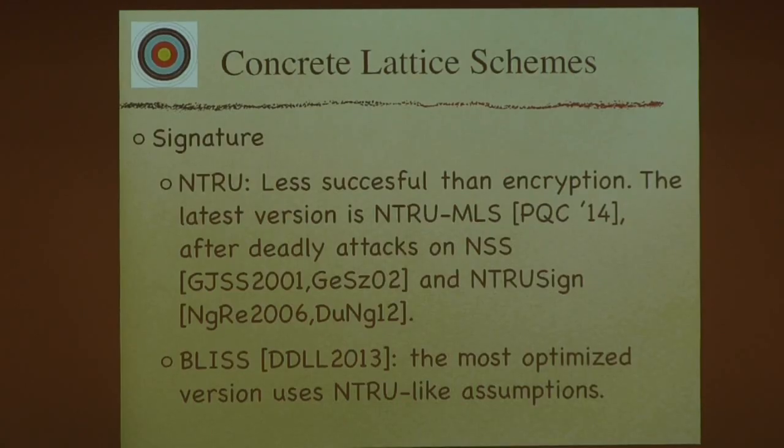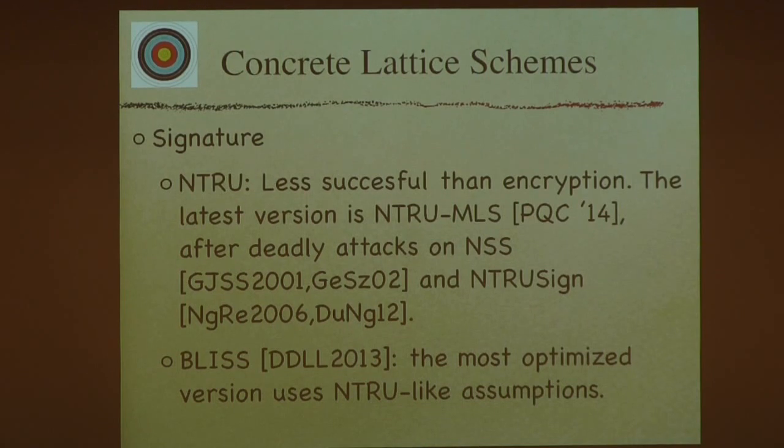This is some example. For signatures, the situation is not as good. For instance, NTRU signatures have been much less successful than encryption. The latest version of NTRU signature was published two years ago at PQC. It's called NTRUMLS. And previous incarnations of NTRU signatures have been completely broken, first in the early 2000s and then later on toward the end of the 2000s.